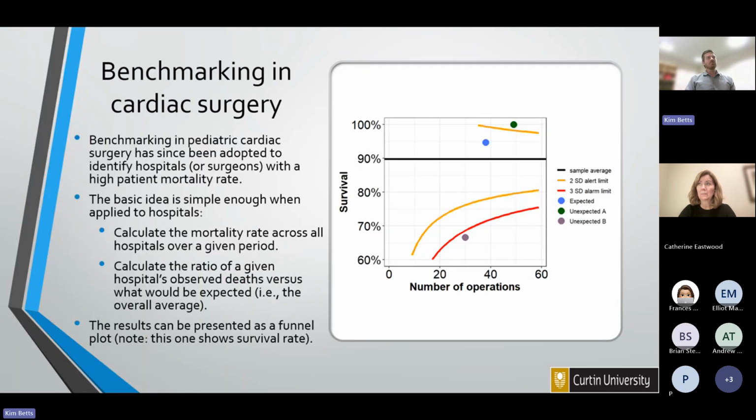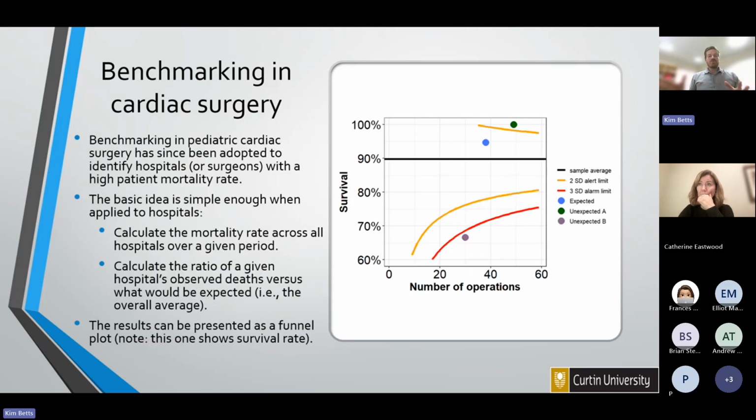So benchmarking in pediatric cardiac surgery is pretty straightforward, as it is with any outcome. The basic idea is that you have a bunch of hospitals or units or perhaps surgeons in a given country or region.